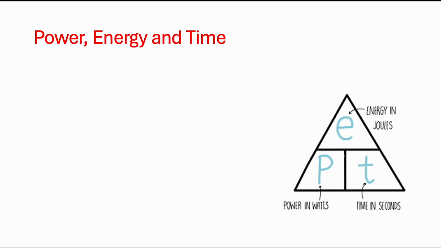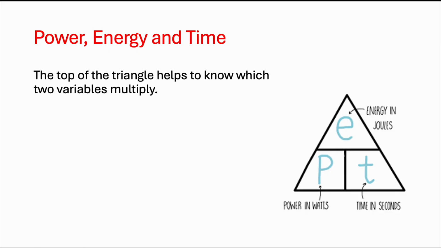Now, this is a nice opportunity for us to practice a few different things in physics, and the first one is how we rearrange equations. When we have an equation like this with three numbers, E, P, and T, then we can use the triangle. And the triangle is really useful to know which two variables multiply. Put simply, the variable on the top, E, is the product of the two on the bottom. So you have E is equal to P times T. We can rearrange that equation, firstly to get P, that's going to be the energy divided by the time. And then finally, if we cover up P, we're going to get energy divided by P.